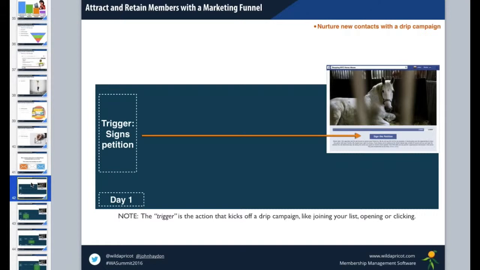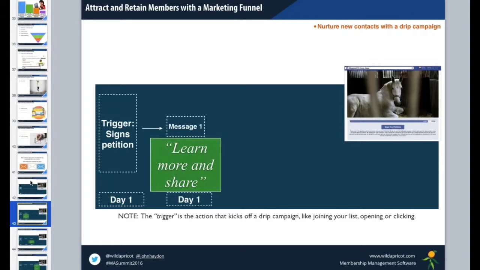Okay, so the example that I mentioned before was signing up for a free webinar. This example here is they're signing a petition. It's really the same idea. So a drip campaign looks like this. This is an example of one. Someone signs this petition, and right away they receive a message that says, "Thank you for signing the petition. Here's more information about this topic or this cause." In this case, it's a horse. And share, right? So learn more and share. That's what a person immediately signing a petition, that's what the most likely action is.